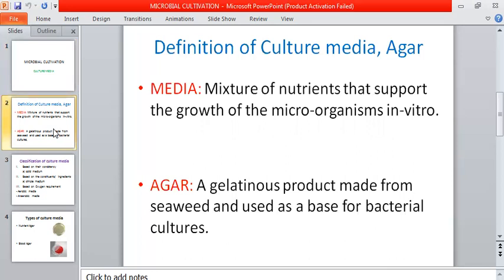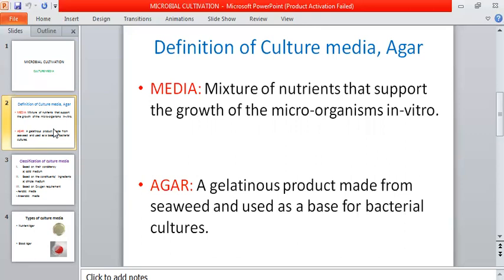Media is nothing but a mixture of nutrients that support the growth of microorganisms in vitro. These microorganisms are supported by various nutrients, and they are able to grow the same way they grow in their normal environment. So when we use the media, we aid the growth by adding nutrients that they normally use in the environment, so they can grow in the laboratory.